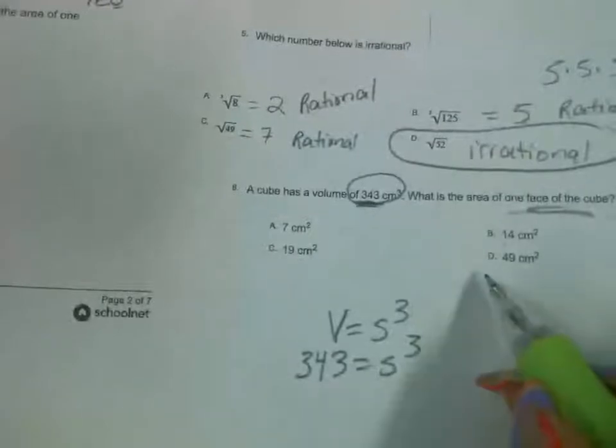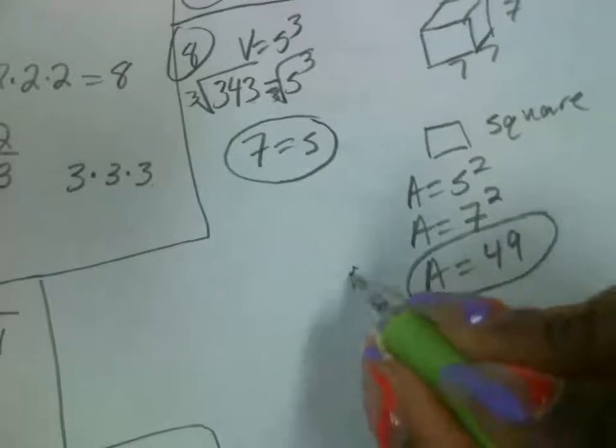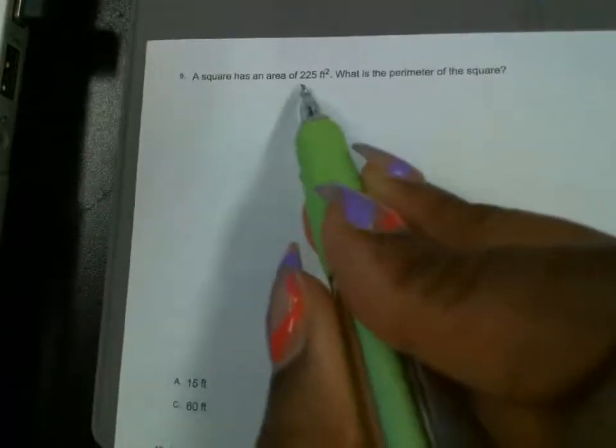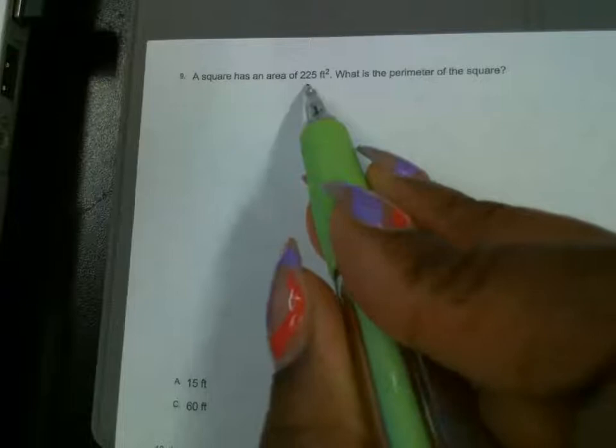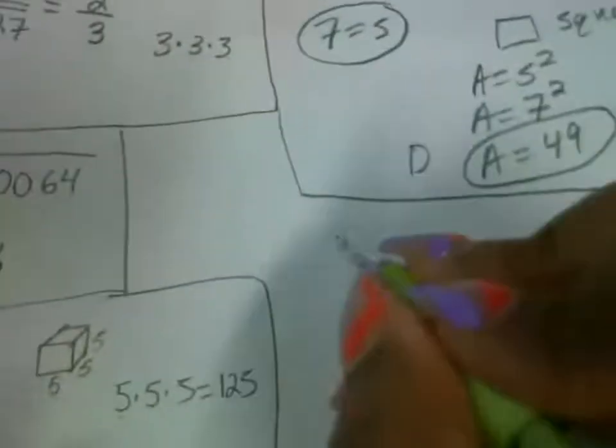Okay, so our answer is D, 49 centimeters squared. All right. Okay, let's do number 9. A square has an area of 225. So that's the area of a square, and we're going to write the formula for the area of a square.